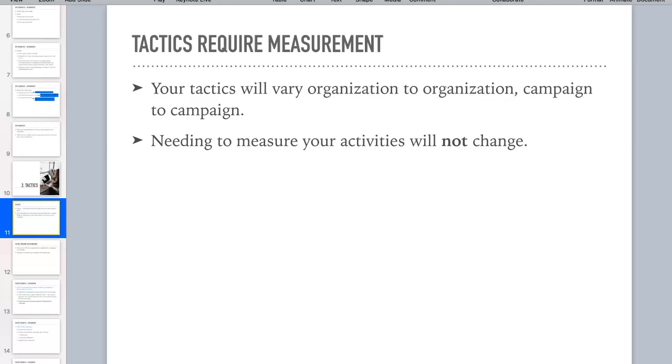So tactics require measurement, and the tactics will always vary from organization to organization, from campaign to campaign. That's why it's really important that when you're setting up your tactics and your strategies and your plans, you're immediately assigning what your metrics are going to be for those individual tactics, and your KPIs overarching and for the tactics.